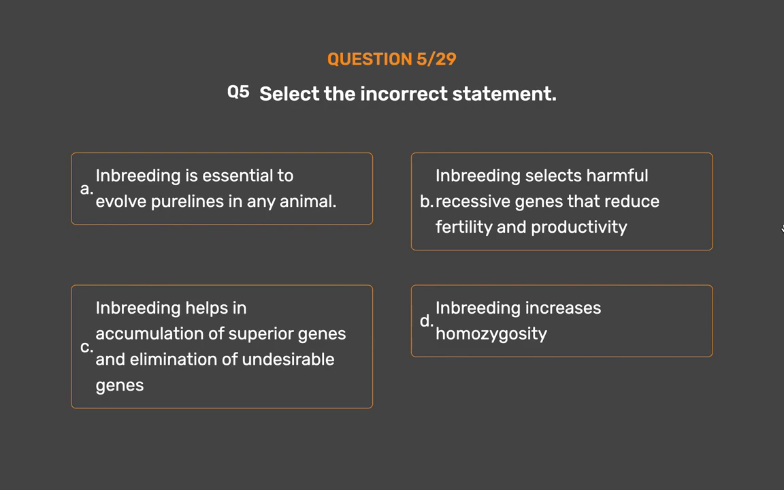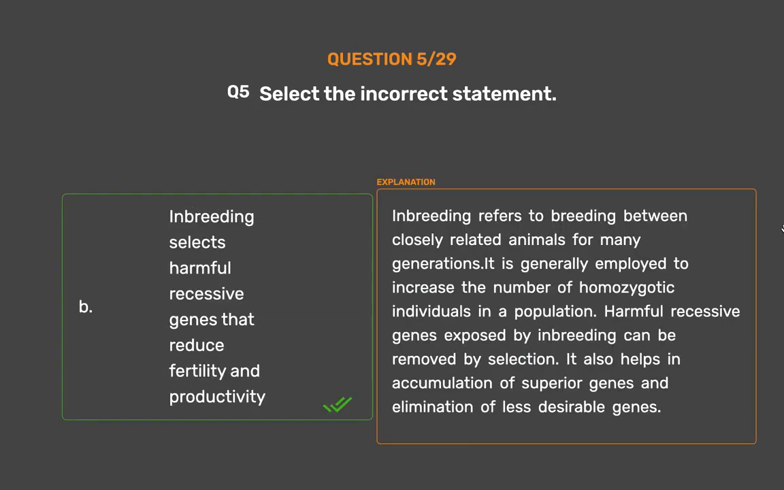The correct answer is option B. Inbreeding selects harmful recessive genes that reduce fertility and productivity. Inbreeding refers to breeding between closely related animals for many generations. It is generally employed to increase the number of homozygotic individuals in a population. Harmful recessive genes exposed by inbreeding can be removed by selection. It also helps in accumulation of superior genes and elimination of less desirable genes.